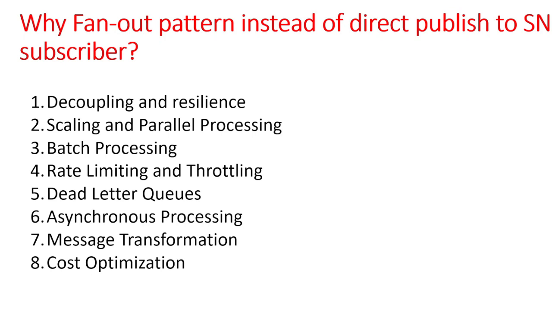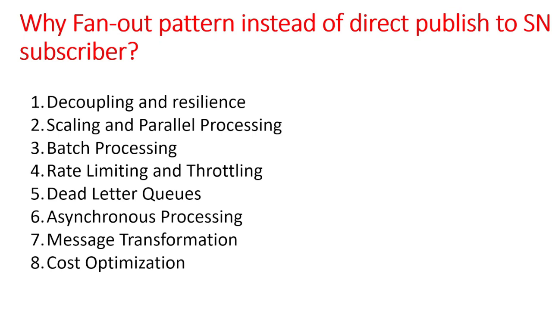The second reason is the scaling and parallel processing. SQS can handle a large number of messages and allows you to scale the number of consumer Lambda functions easily, which is not possible with the SNS. You can have multiple Lambda functions polling from the same SQS queues, enabling the parallel processing of messages, which can lead to faster message consumption during high loads.